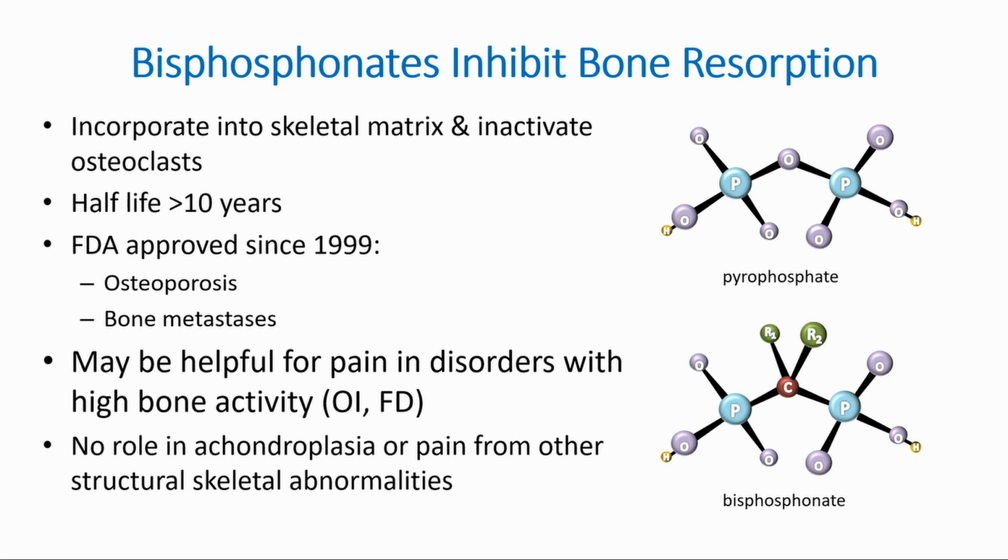density and bone tumors. However, there's also evidence that it can be helpful for pain in disorders that have high bone activity. So as I mentioned, that applies to OI and to fibrous dysplasia. However, because underlying bone in achondroplasia has normal metabolic activity, this is not the type of treatment that would be helpful.